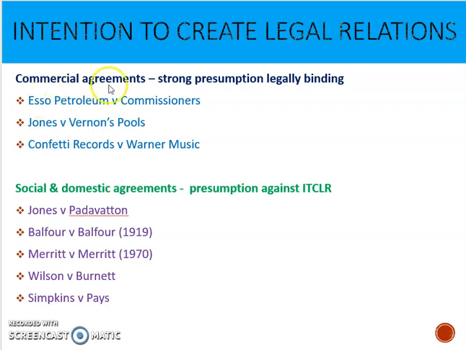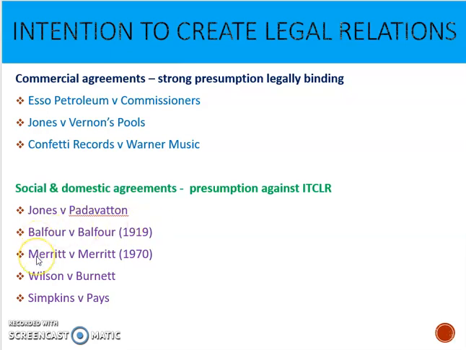You would expect with a commercial agreement there is a strong presumption that there's an intention to be legally bound by the agreement. And some key cases you've probably looked at here are Esso, Jones and Confetti Records. However, in social and domestic agreements, the law raises a presumption that generally parties do not intend to create legal relations, and that comes from the case of Jones and Padavatton. But there are exceptions to that rule, and you need to look at some other key cases on that.